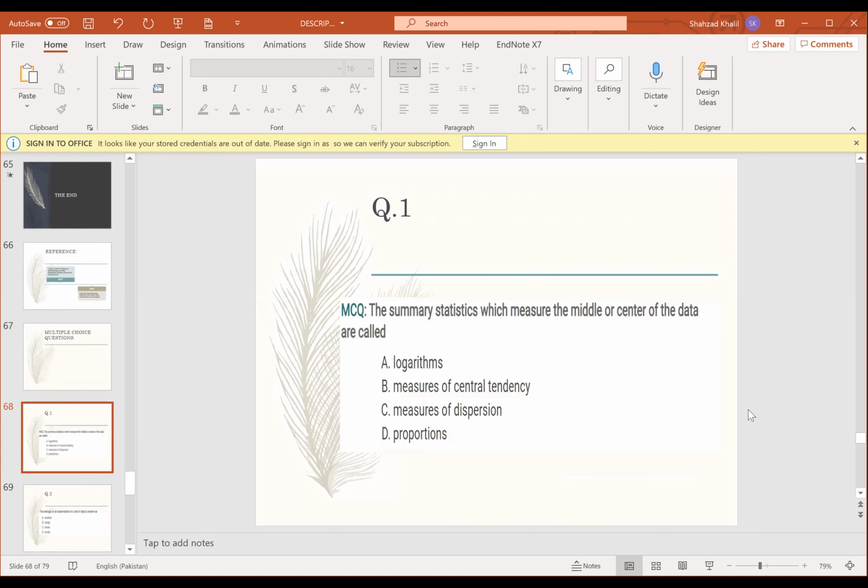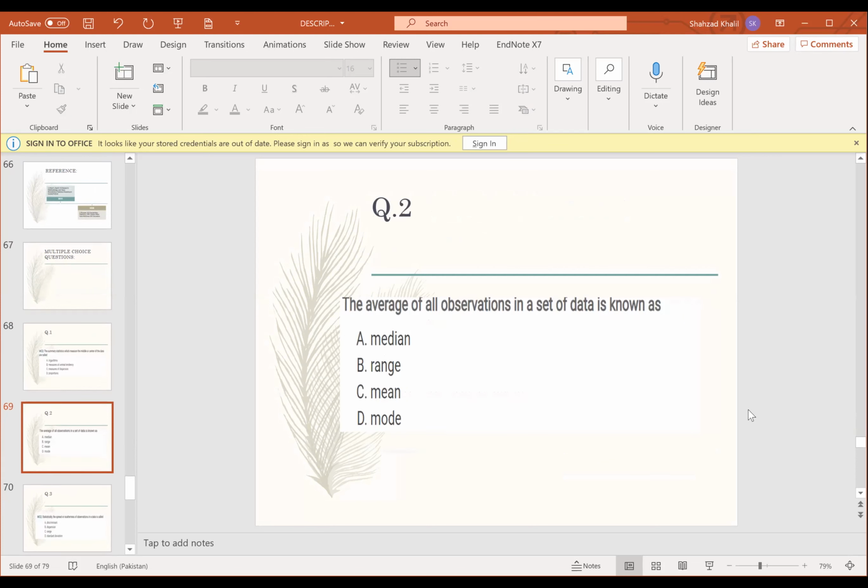Number 1, the summary statistics which measure the middle or center of the data are called: logarithm, measures of central tendency, measures of proportions? B. Yes, it's the measure of central tendency. The average of all observations in a set of data is known as the mean. This one is an easy one.